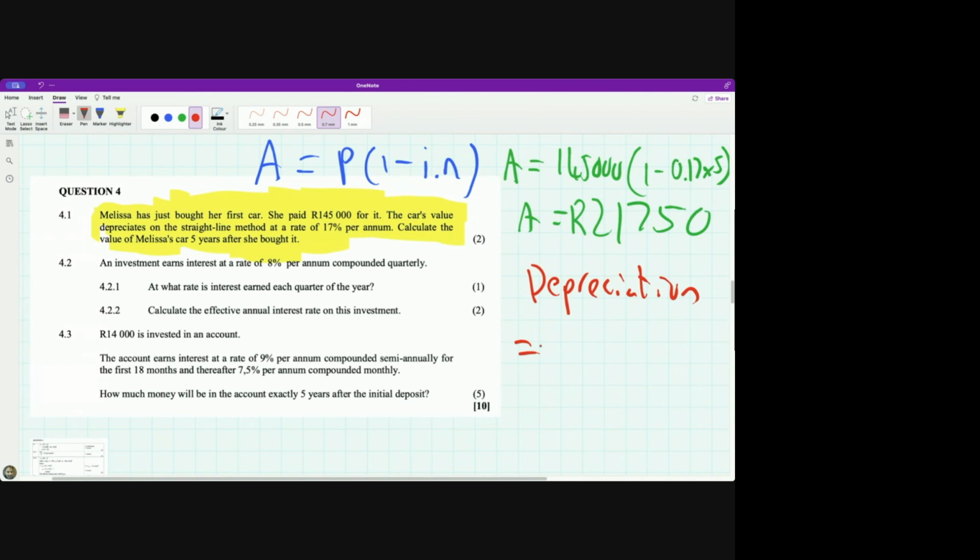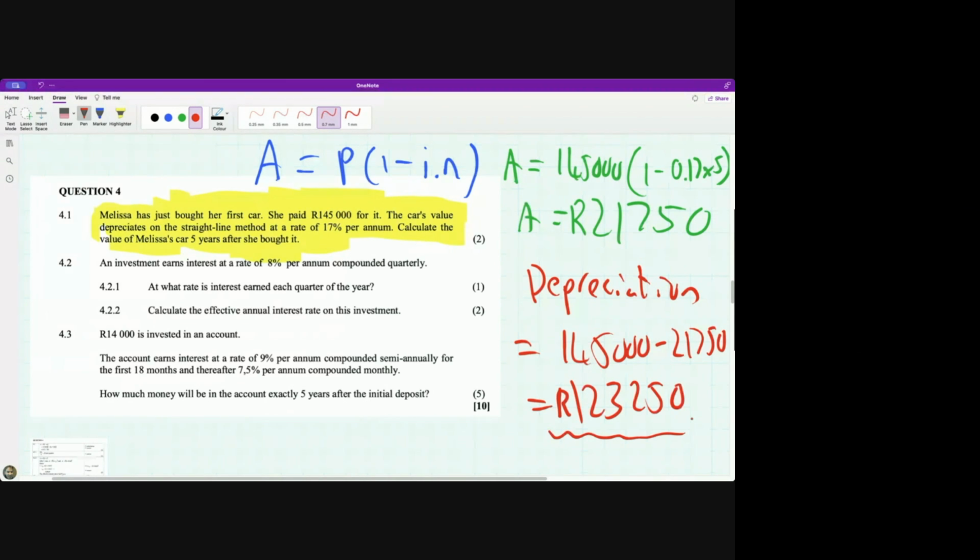So I go 145,000, which is how much it was worth originally. I subtract 21,750. So I went 145 minus 21,750, and that gives me 123,250. So I have lost that amount of money through depreciation. And I see Callan, Naledi agrees, Tadiwe agrees, Amelia agrees.